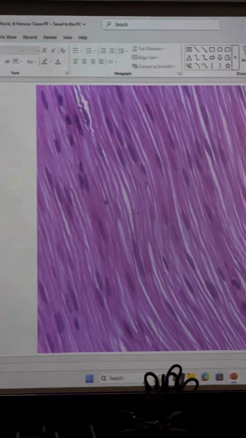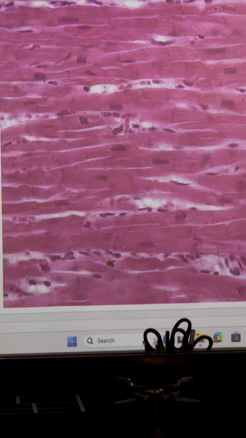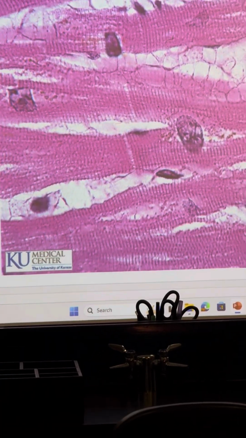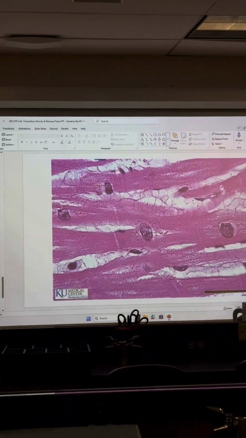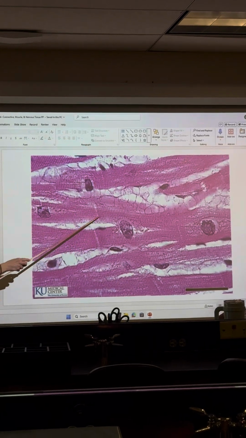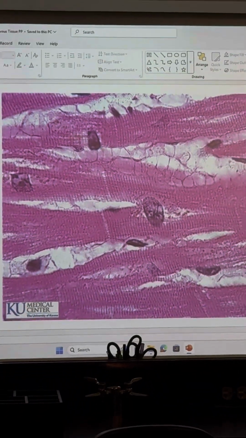Okay, let's see. And then last but not least, what's this guy? Yeah. Cardiac muscle. Last thing, what are these things? They might ask you those. Look at those. Those are intercalated discs. They bind the branched fibers together so the heart beats as a unit. Okay? All right.